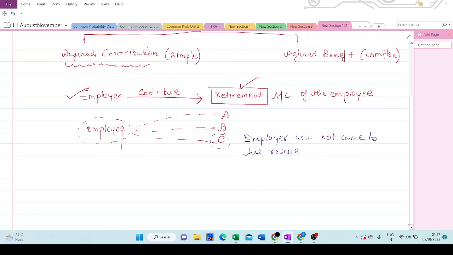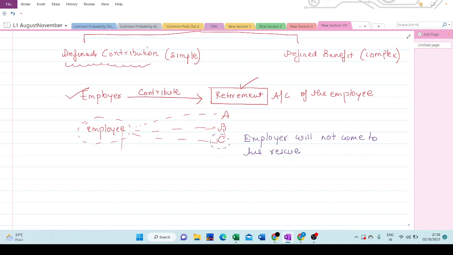Okay, so the basic idea is that the employee chooses where to invest his money. So all the investment risk lies with the employee, right? So employer contributes some money in the retirement account. This contribution is based on a number of factors, as we've already discussed. Employee is given a choice to invest in various financial assets. Say in our example, employee chooses to invest in portfolio C. If portfolio C does not do well, then the employee has no recourse but to accept that outcome. Employer will not come to rescue the employee. So since the employee is choosing where to invest the money, all the investment risk lies with the employee, right?